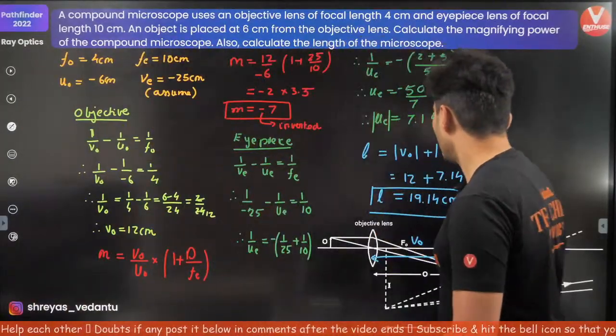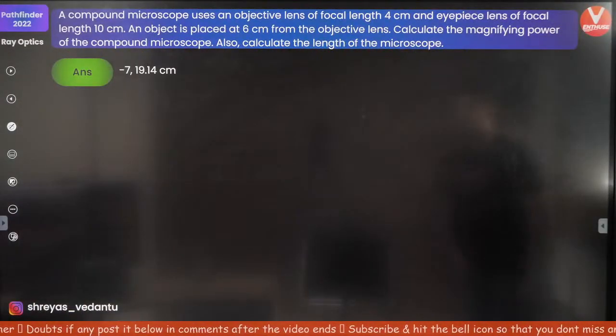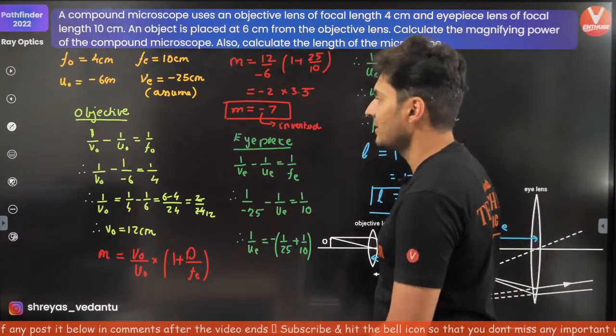Correct, Kalpana? It is 19.14 and minus 7. Yep, that's the answer.